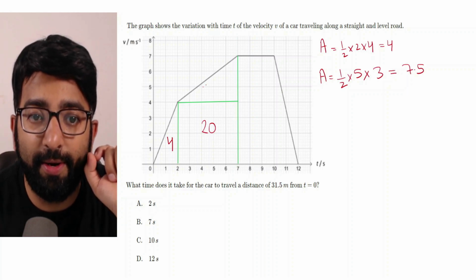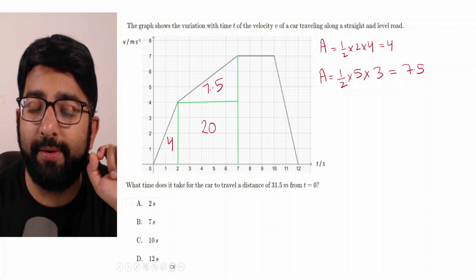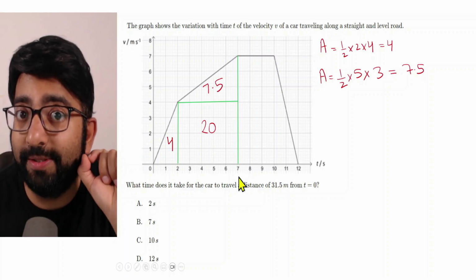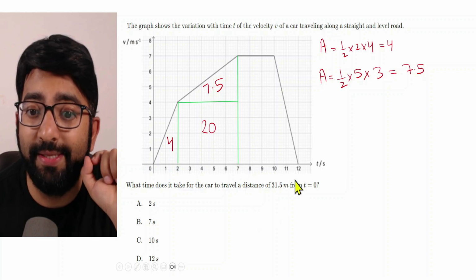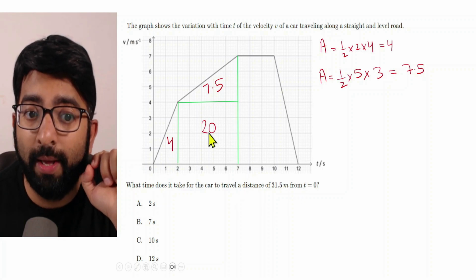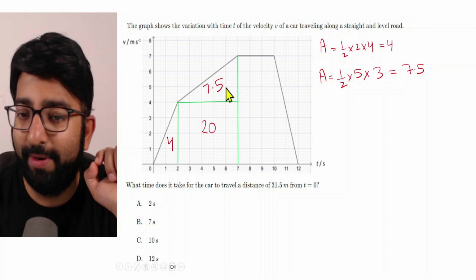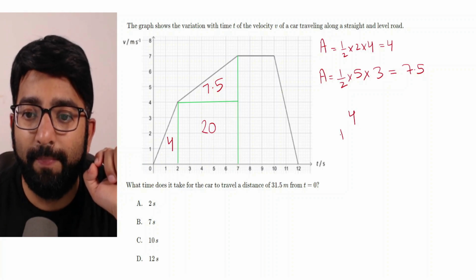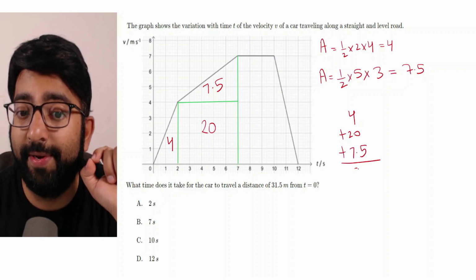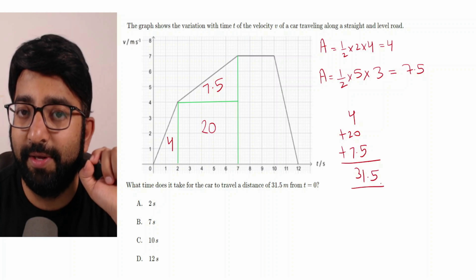Hence, in the area, let me write 7.5 over here. Now, let us try to figure out what is the total distance traveled by the car in 7 seconds. So that will be 4 plus 20 plus 7.5. So if we add all of these numbers, let's do that. 4 plus 20 plus 7.5. If we solve this, we will get 31.5 as the answer.